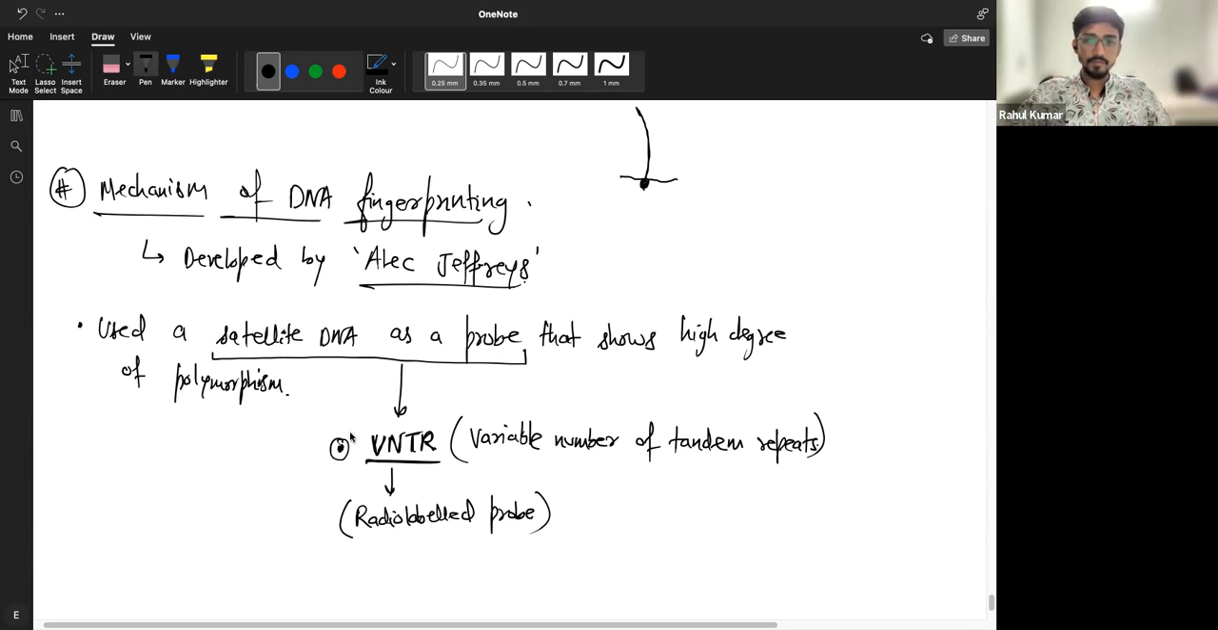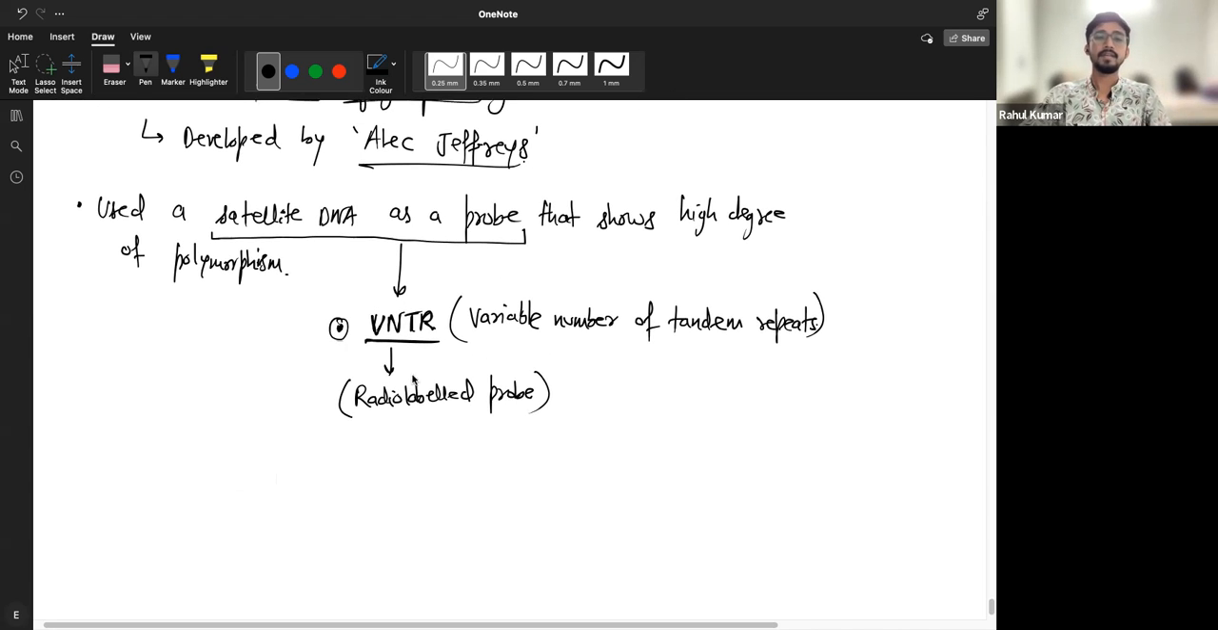Okay, so you understood what VNTR is and how it is produced. So write down this technique. Earlier it was used with southern blotting. So write down the technique of radio labeled VNTRs involved southern blot hybridization.